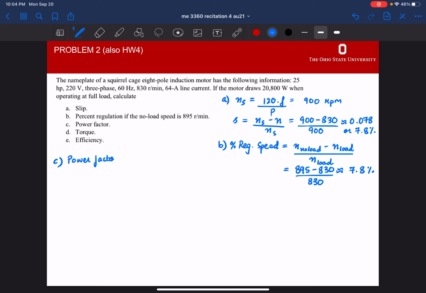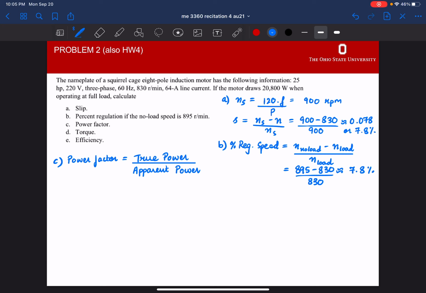So power factor is given by an expression that looks like this. It is the ratio of true power, and true power here means the energy that the motor is drawing. So this is the input energy going into the motor. So that is the 20,800 watts divided by the apparent power. And the apparent power is evaluated differently for a three-phase and a single-phase power supply.